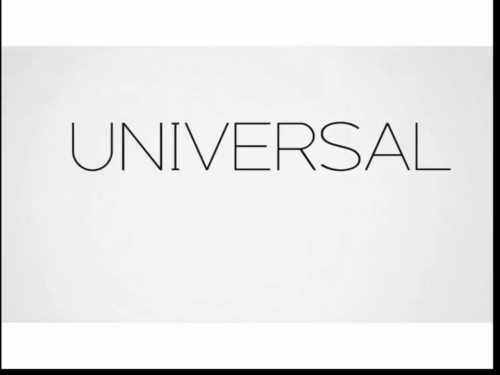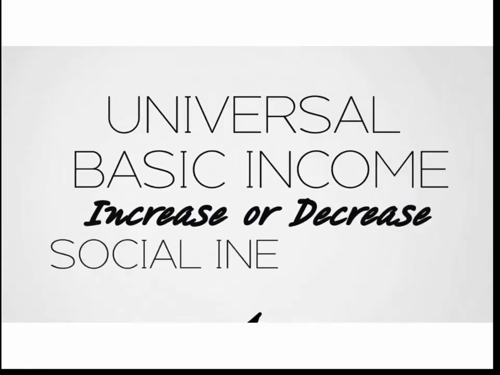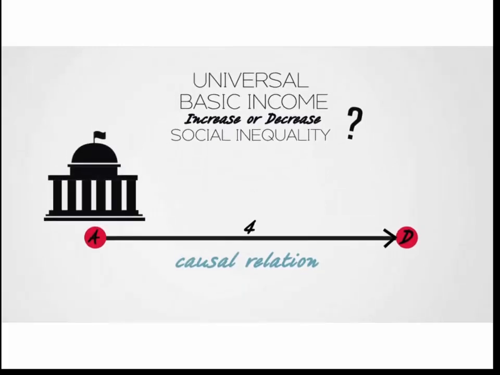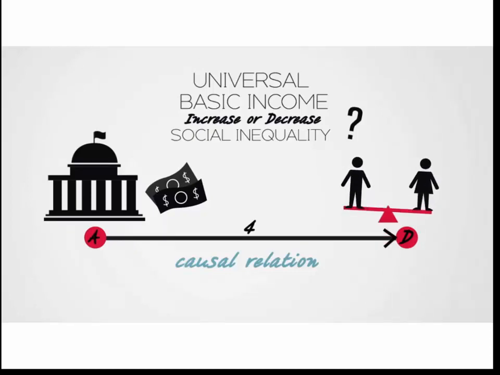Does universal basic income increase or decrease social inequality? This is a causal claim about macro social facts that can be used as an illustration. In the diagram, the introduction of the basic income by the government would be the node A, the change in social inequality, the node B. The arrow formed represents the suggested causal relation. The relevant micro agent would be individuals and families.